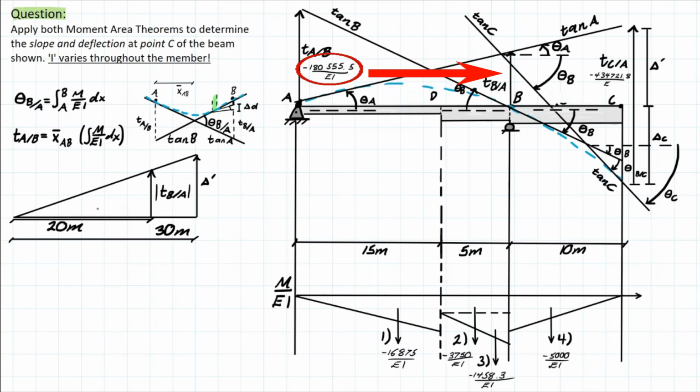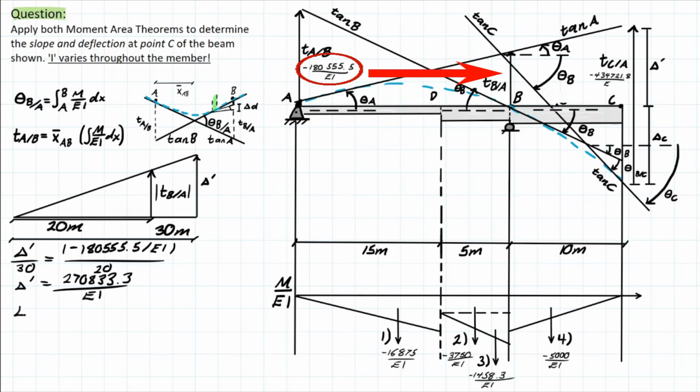Let's look at the similar triangle that we were talking about. We have the relationship between delta prime, which is what we're interested in order to get to that final delta C, and we could relate that to the tangent deviation BA over 20. And that'll look something like this. We have delta prime over 30 is equivalent to the relationship of TBA. We're going to take that absolute value as we explained earlier. And that value was solved for. That's absolute. And then we have it over the 20-meter distance. So this relationship will allow us to solve for this delta prime, which will be equal to 270,833.3 over EI.